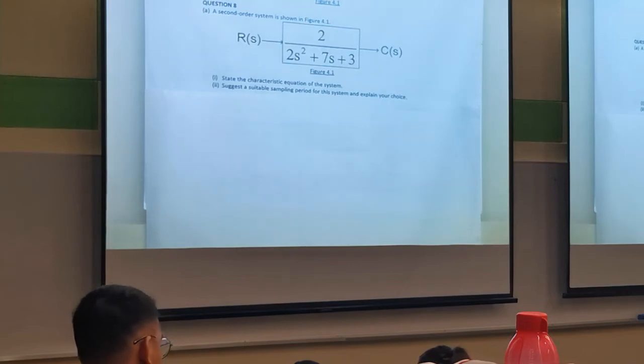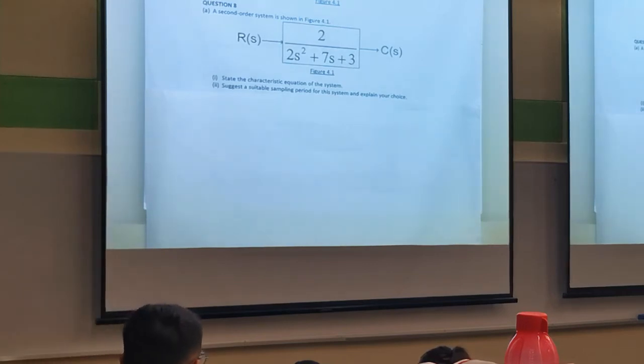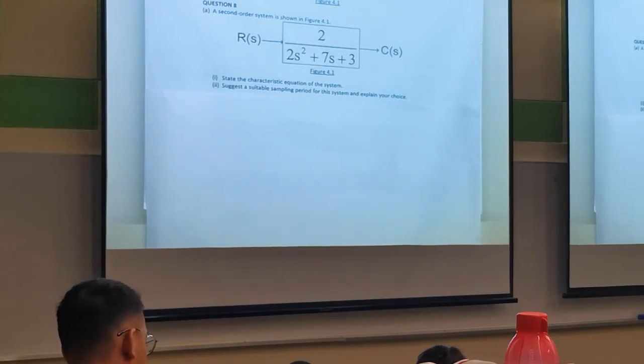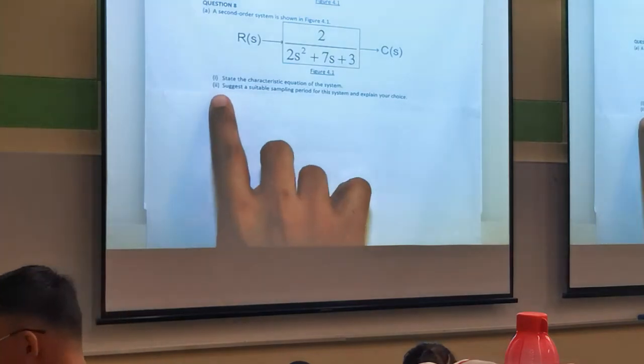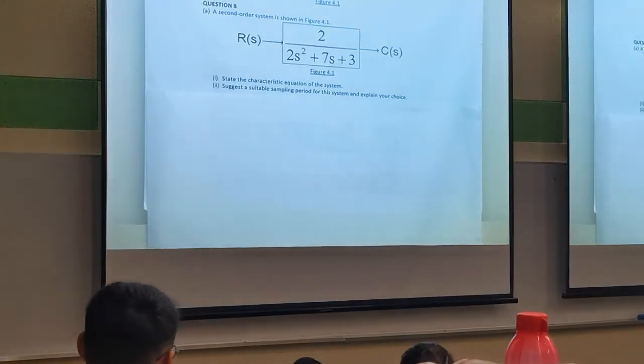Okay, so you are given the plant or a system. So what you are asked to find is a characteristic equation. Okay, that's the first part. We are more concerned about the second: how to suggest a suitable sampling period for this system.